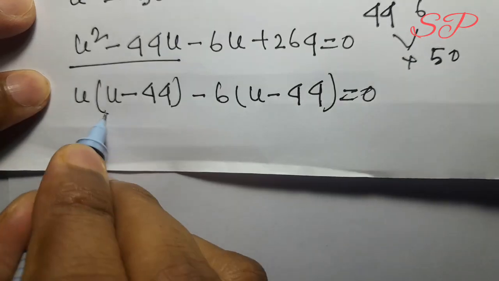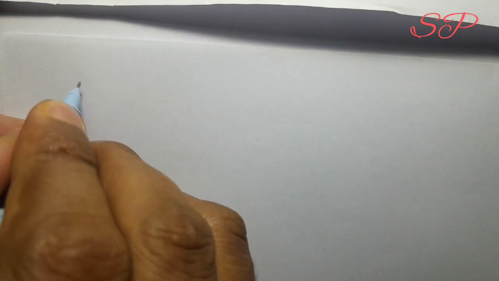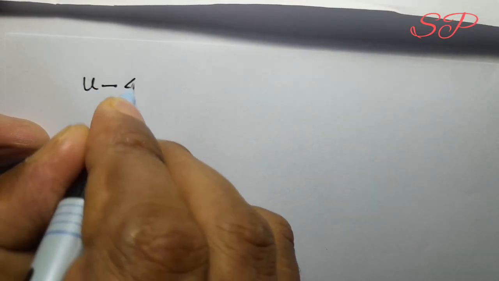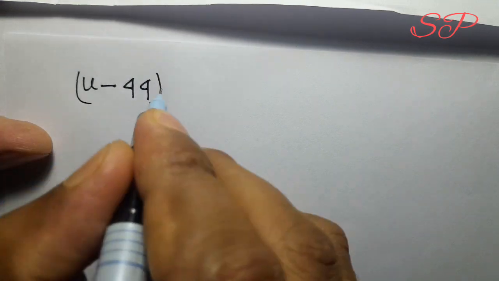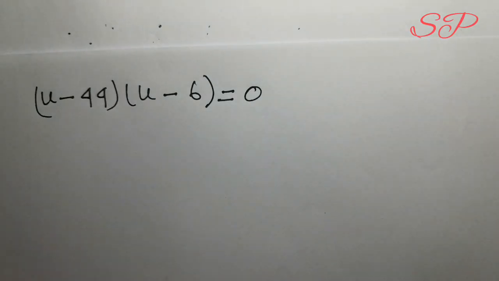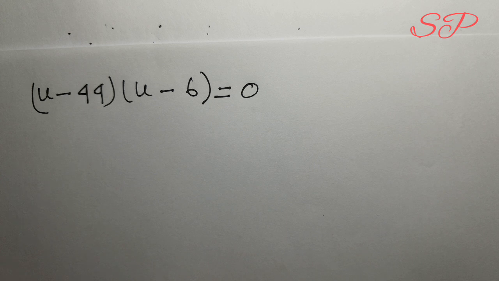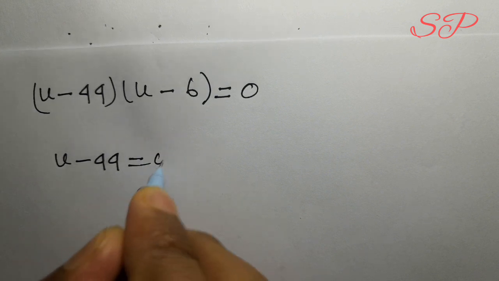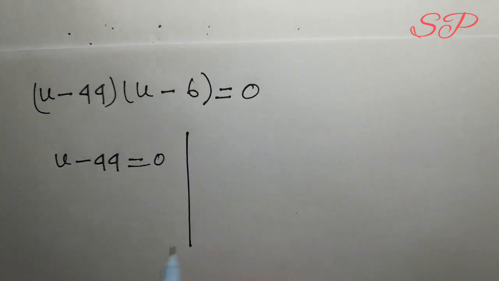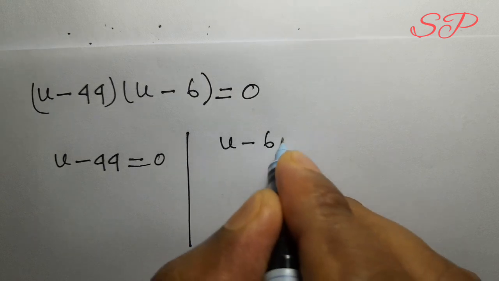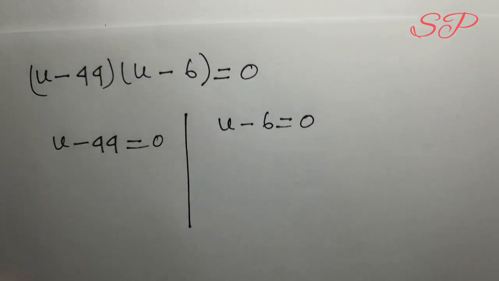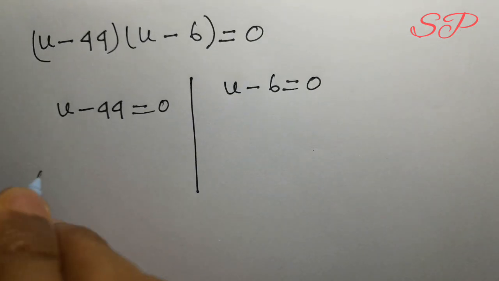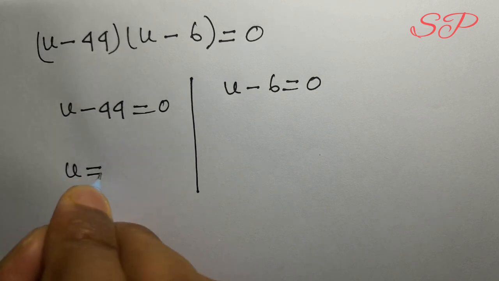Okay, this is common, so we can write u minus 44 and u minus 6 is equal to 0. Okay friends, then we can write u minus 44 is equal to 0, and u minus 6 is equal to 0. Okay, then we can write the next step.